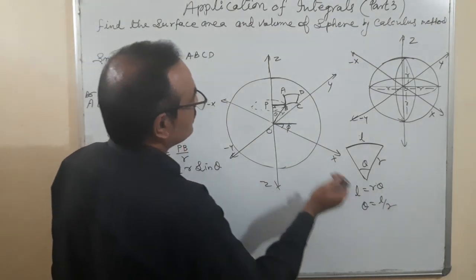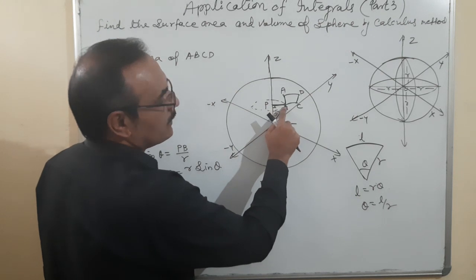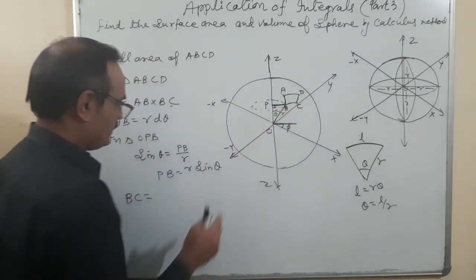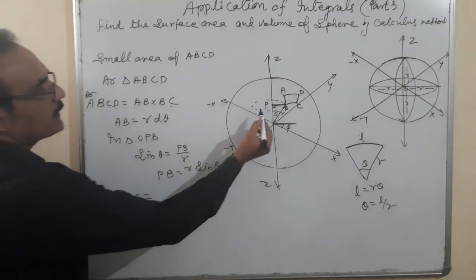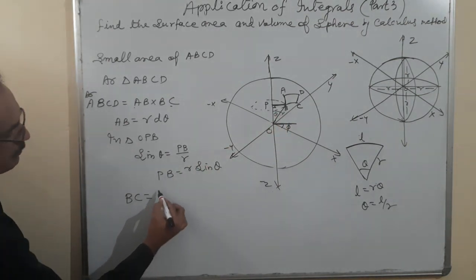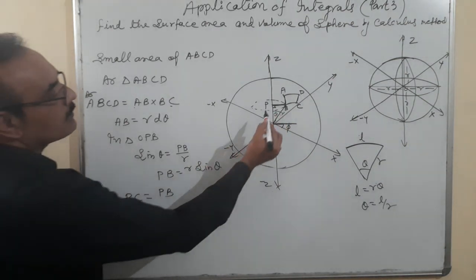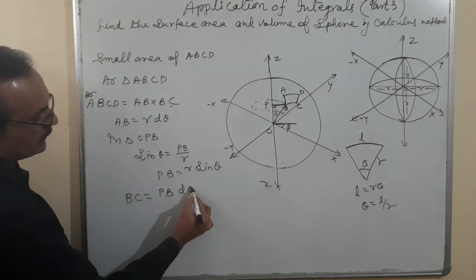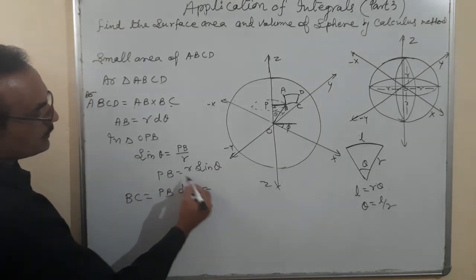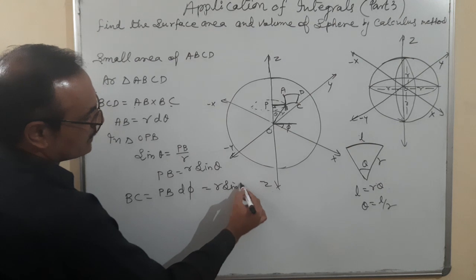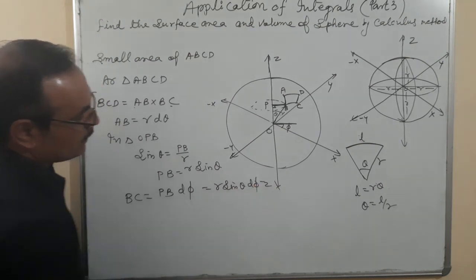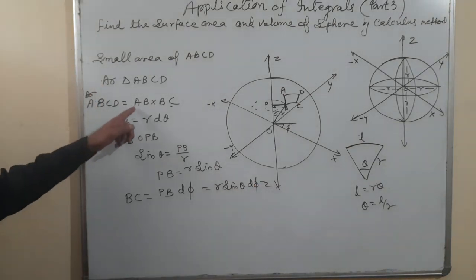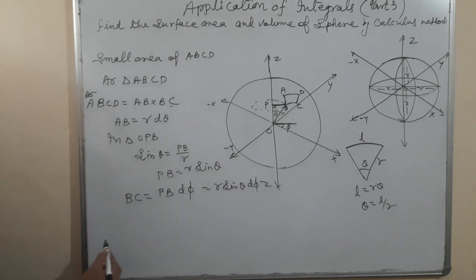So R means radius is PB, and theta is d phi. So BC is equal to, right here, PB d phi. Okay, what is the value of PB? R sine theta d phi. Got it? So now these are the values of AB and BC. So what does it mean?